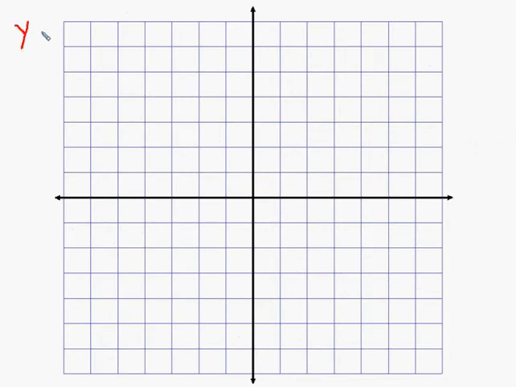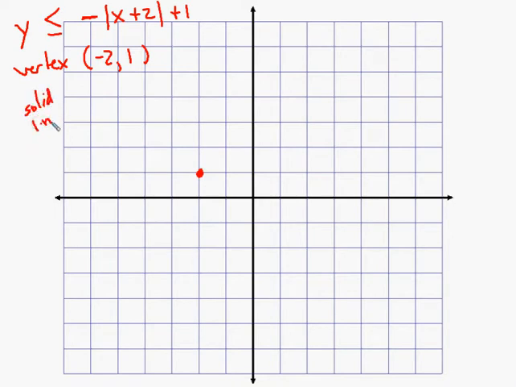Let's say my graph is this. We'll do y less than or equal to negative absolute value of x plus 2, plus 1. So what's my vertex? Negative 2, 1. So that's right here. Now, it can be equal to, so I have a solid line, because it can be equal to.